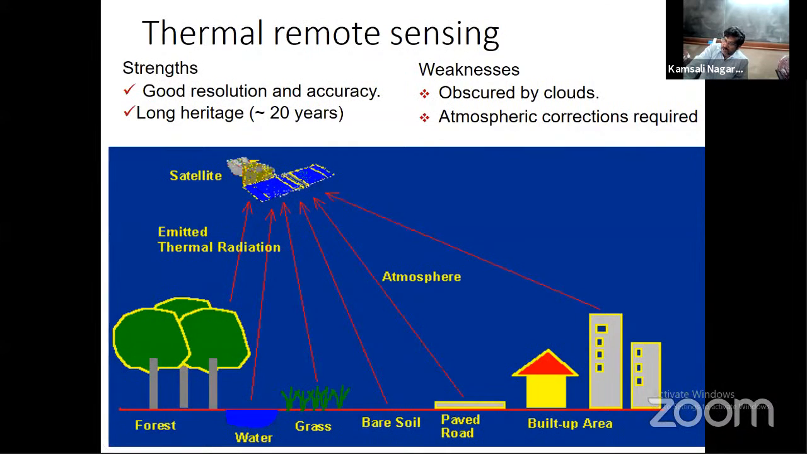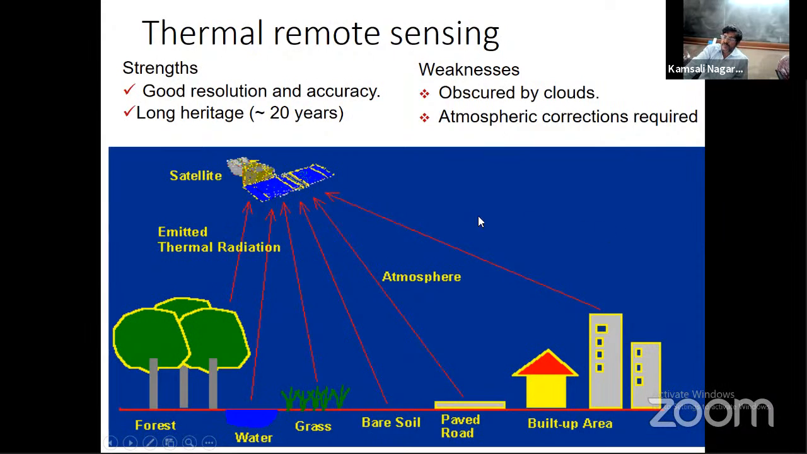Thermal remote sensing is a good tool to sense, which is why the sensors are kept in a satellite to study this. The strengths, or advantages, are that we get good resolution with good accuracy, and it has been in use for a long run, more than 20 years.